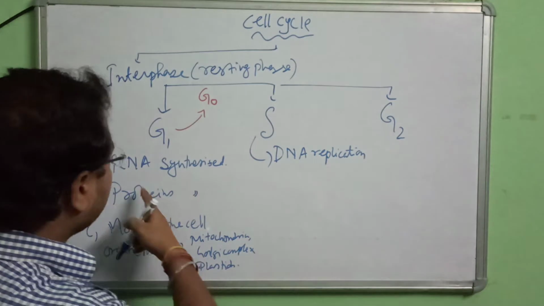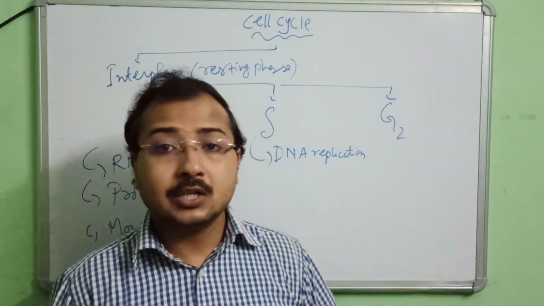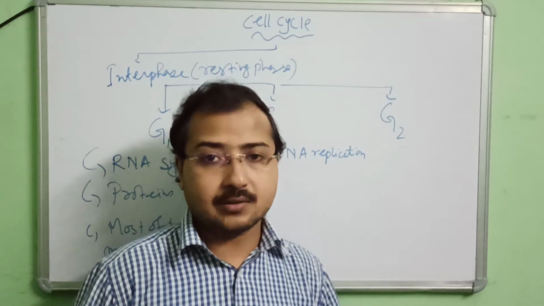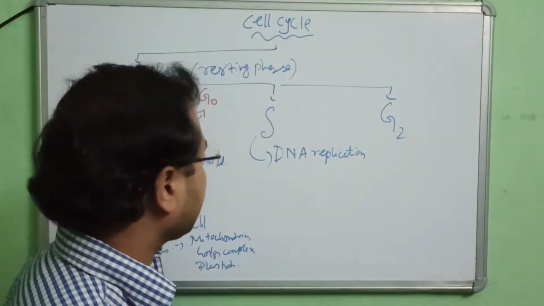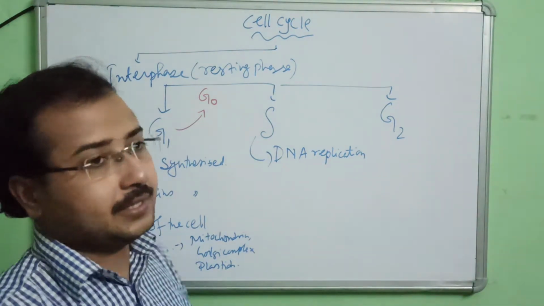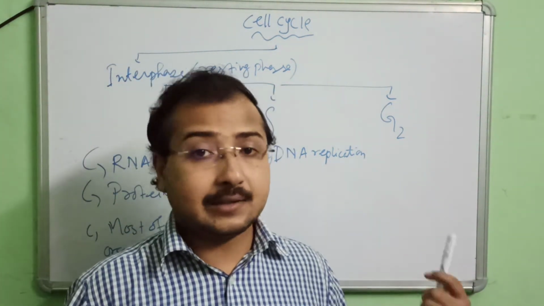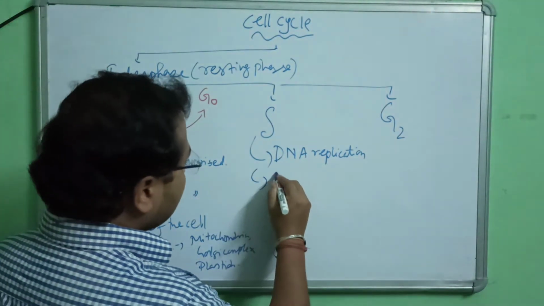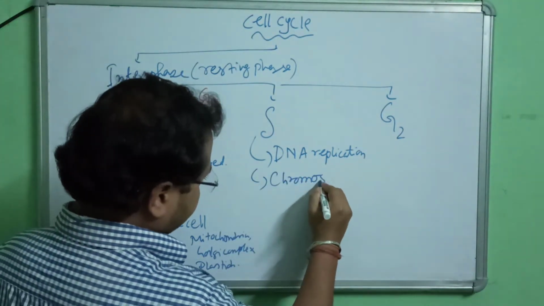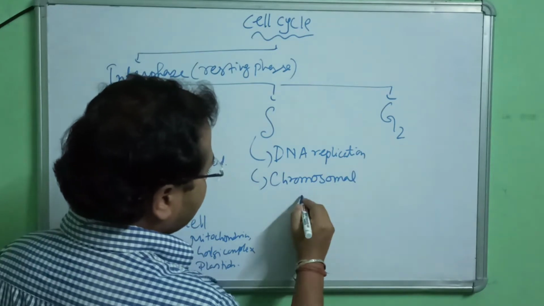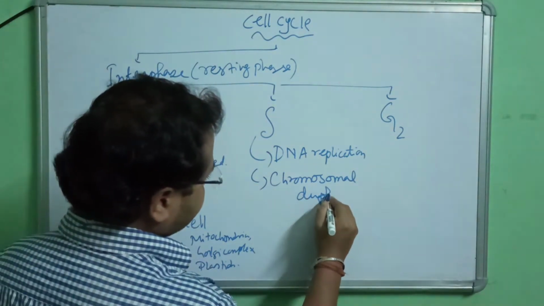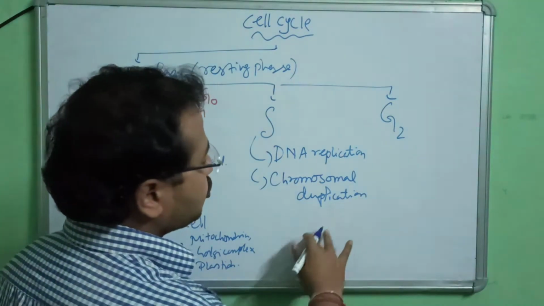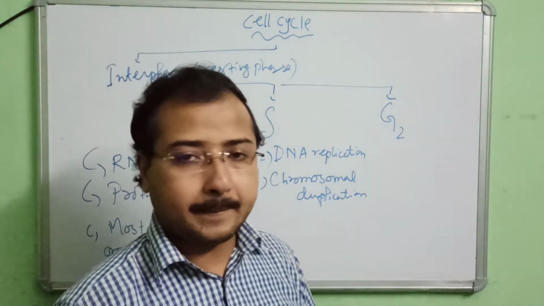We know that RNA and DNA are the genetic materials. They carry the genetic information. Very important. So DNA replication takes place here. It means that the DNA number gets doubled. Along with it, what happens? Chromosomal duplication also takes place here.